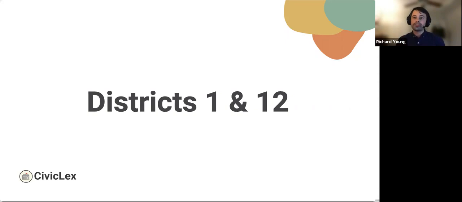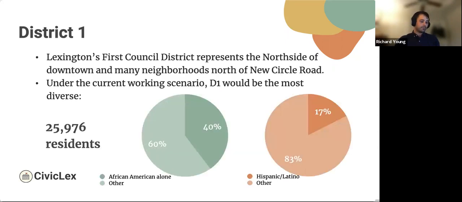So now we're going to talk about Districts 1 and 12, the two districts that we're here today to talk about more specifically. Lexington's first council district represents the north side of downtown and many neighborhoods north of New Circle Road. Under the current working scenario, District 1 would be the most diverse council district, and it is now as well.